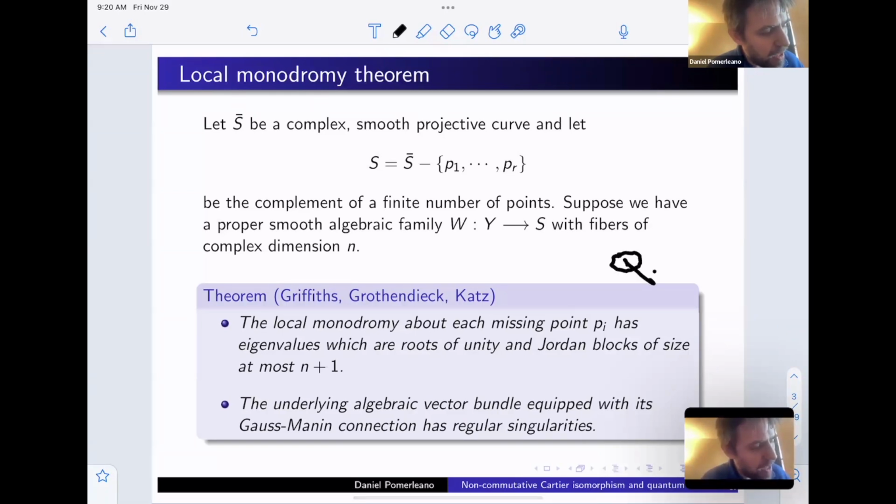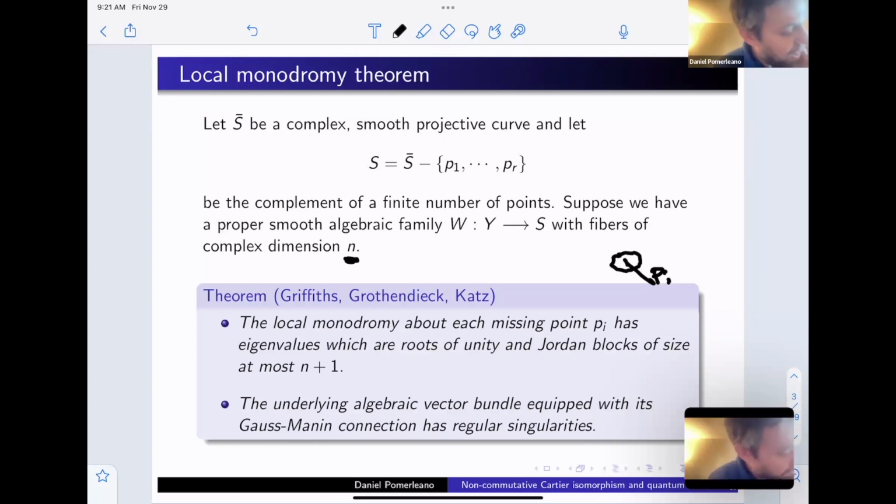So I have my point, I take a small loop, and I look at the monodromy, and it turns out those monodromies are really very special. For example, they're quasi-unipotent, meaning the eigenvalues are all roots of unity. If you want to understand the Jordan blocks of these monodromies, they're bounded in size. If the fibers are of complex dimension n, then the Jordan blocks of this monodromy operator have size at most n+1, and that's a topological point of view.